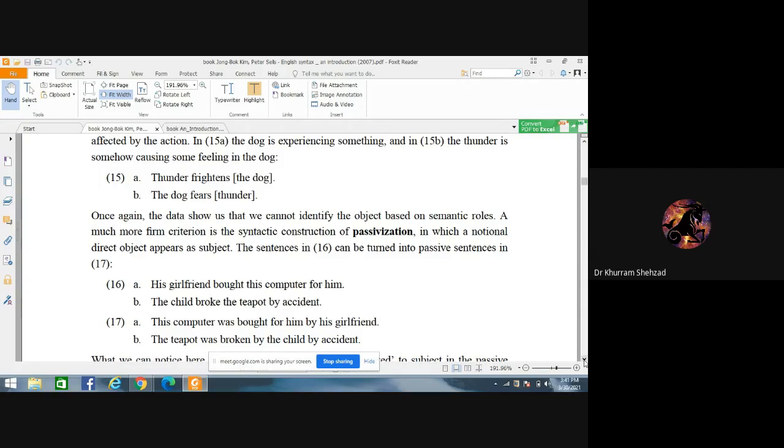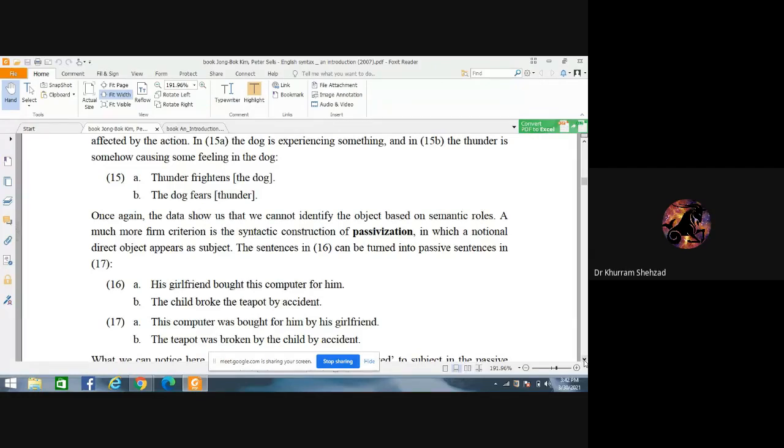So we will apply this test and see: if something can be changed into the passive voice, so that is an object. If something cannot be changed into the passive voice, so that may be experiencer or patient or whatever you may call it, okay? But if it cannot be changed, then it is not an object. If it can be changed, it is object. Got this?